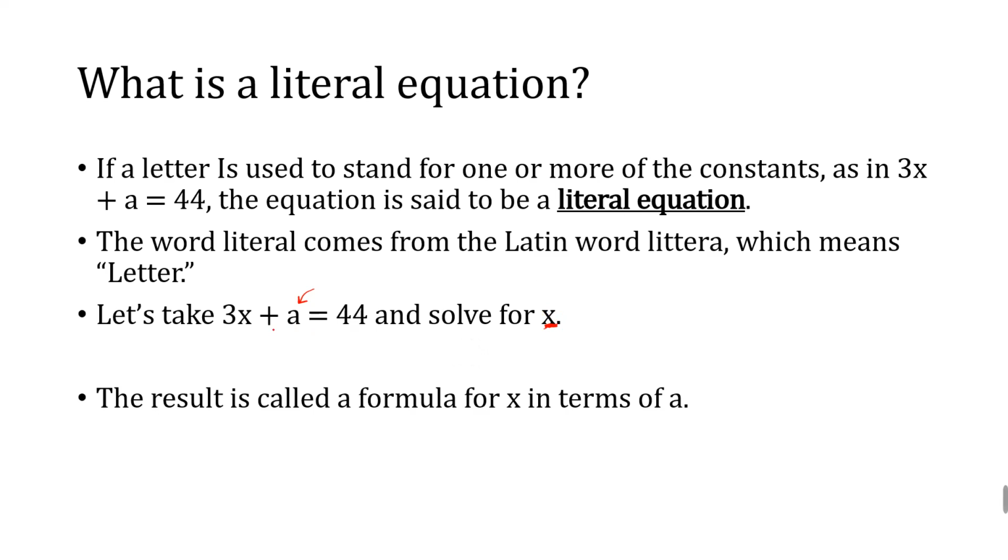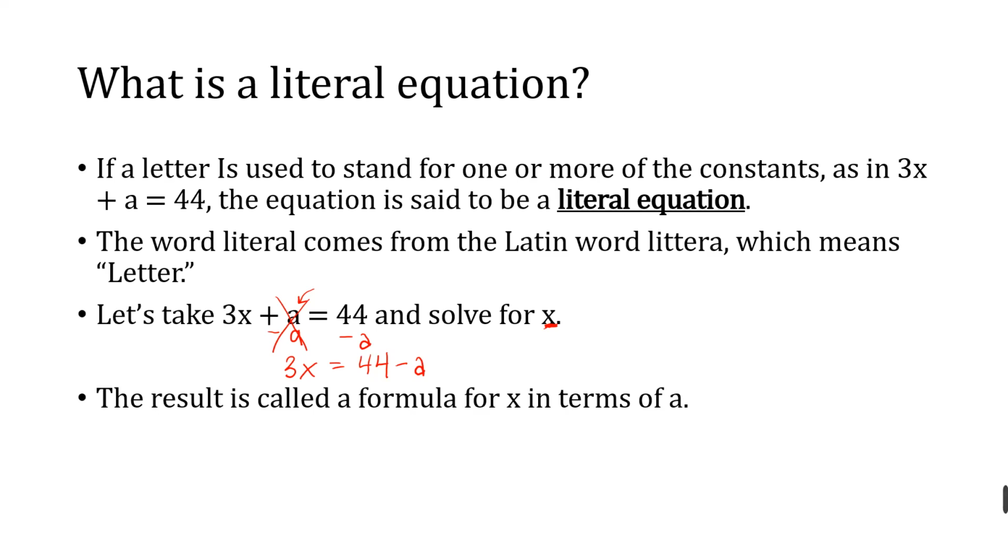So we want to get rid of everything that's in the way of the x being by itself. I'm going to subtract a from both sides. So a minus a is 0, and we'll have 3x by itself on the left-hand side. On the right, let's do 44 minus a. Now we don't know what a is, so we can't take 44 minus a and get a number. We have to leave that as 44 minus a.